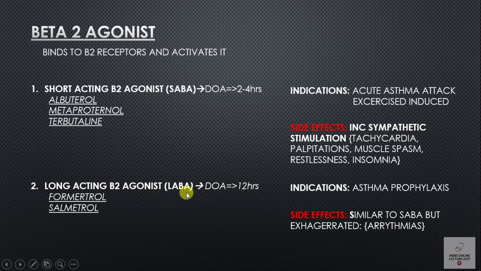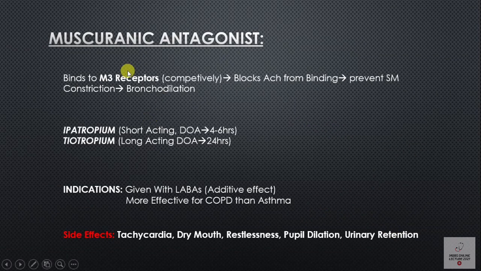While the long-acting LABA also has similar side effects, their indication is for asthma prophylaxis or long-term treatment of the asthma, and to prevent further future attacks of the asthma. So side effects are similar to SABAs, but they are exaggerated, such as tachycardia can lead to arrhythmias.